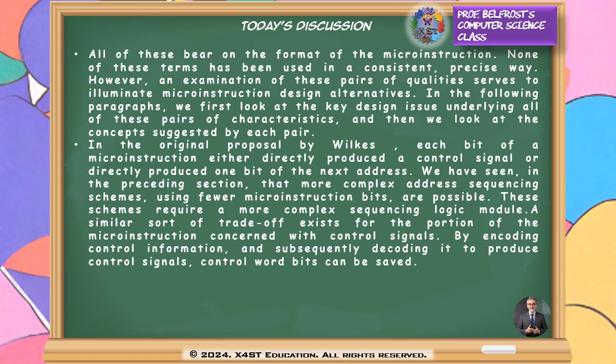However, let's see some of the suggestions in the literature. In the original proposal by Wilkes, each bit of a microinstruction either directly produces a control signal or directly produces one bit of the next address. This scheme requires a more complex sequencing logic module. A similar sort of trade-off exists for the portion of the microinstruction concerned with control signals. By encoding the control information and subsequently decoding it to produce control signals, control word bits can be saved.